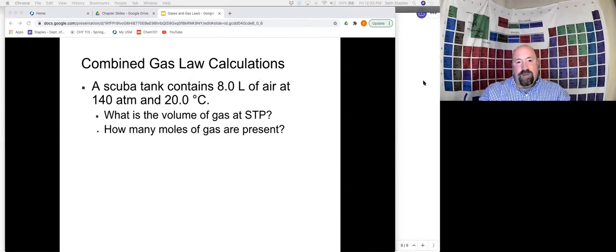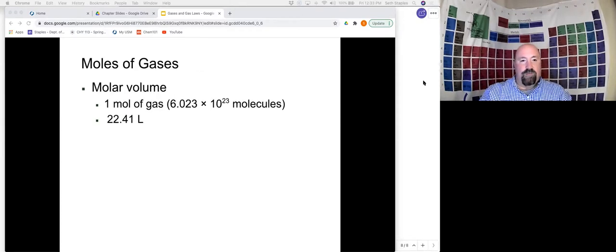Now a question might be, how many moles of gas are present? There are a couple of ways that we can go about this. One of these is by using what we call the molar volume.